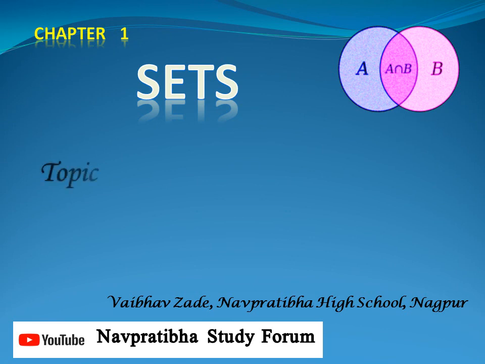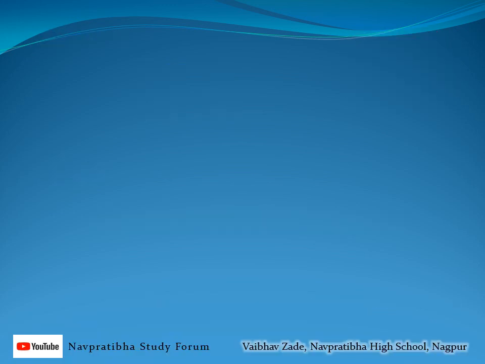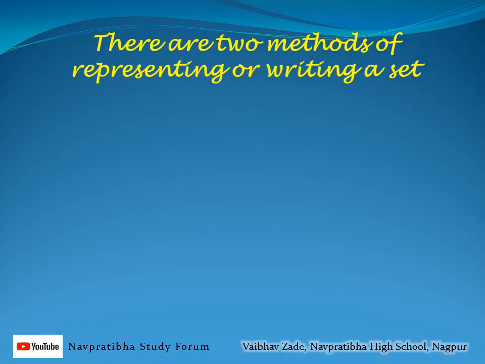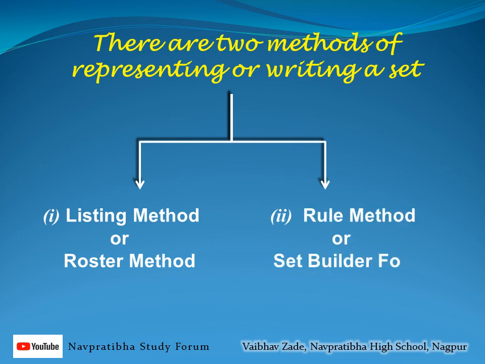In this session, we are going to study the methods of writing a set. There are two methods of writing a set. The first one is the listing method, or roster method. The second one is the rule method, or set builder form method. In the previous video we learned how to write a set, and in this session we are studying the methods of writing a set. We begin with our next topic.